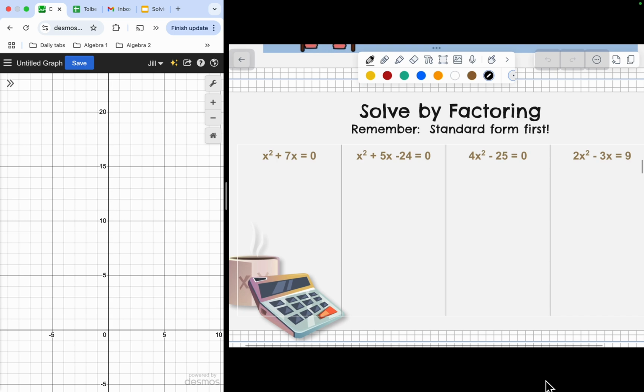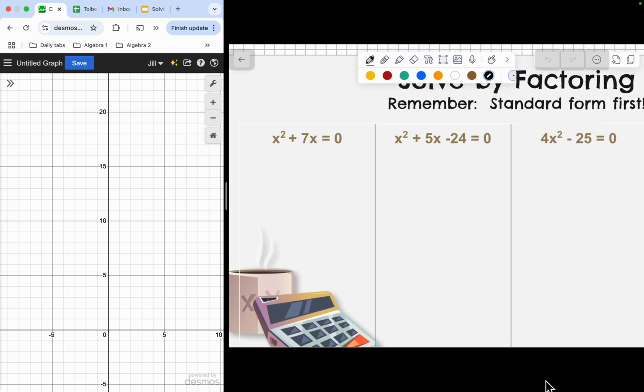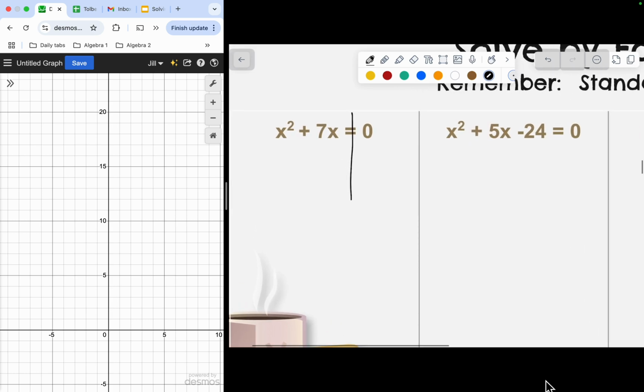So you want to check to see if you can reduce any of the terms by the same factor, thereby making your factoring method a little bit simpler. So we're going to look at this first one, x squared plus 7x equals 0. When I factor that, first of all, I look for common factors, and there is a common factor of an x. So I can factor out a common factor of x, and what that means is I'm taking each term and just dividing it by that common factor. That's going to leave me with x plus 7. And so my factored form is x times x plus 7 equals 0.